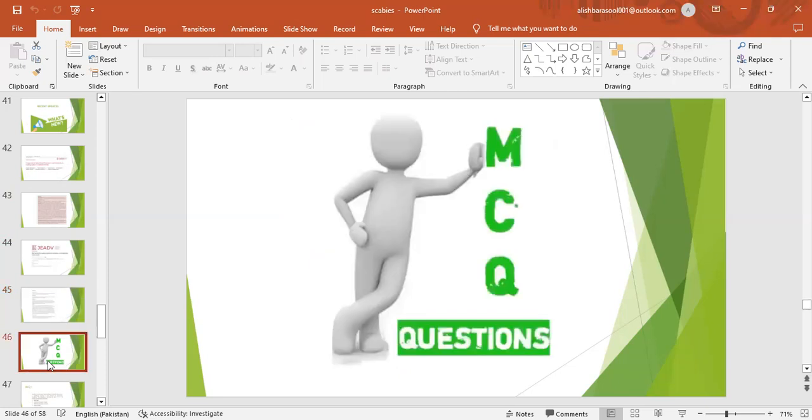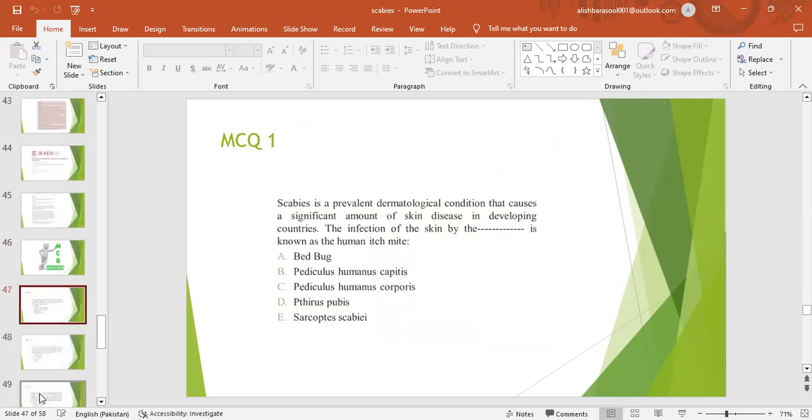Now it's time for the MCQs. Scabies is a prevalent dermatological condition that causes a significant amount of skin disease in developing countries. The infection of the skin by dash is known as the human itch mite. A. Bed bug. B. Pediculus humanus capitis. C. Pediculus humanus corporis. D. Pthirus pubis. E. Sarcoptes scabiei. E is the right answer.